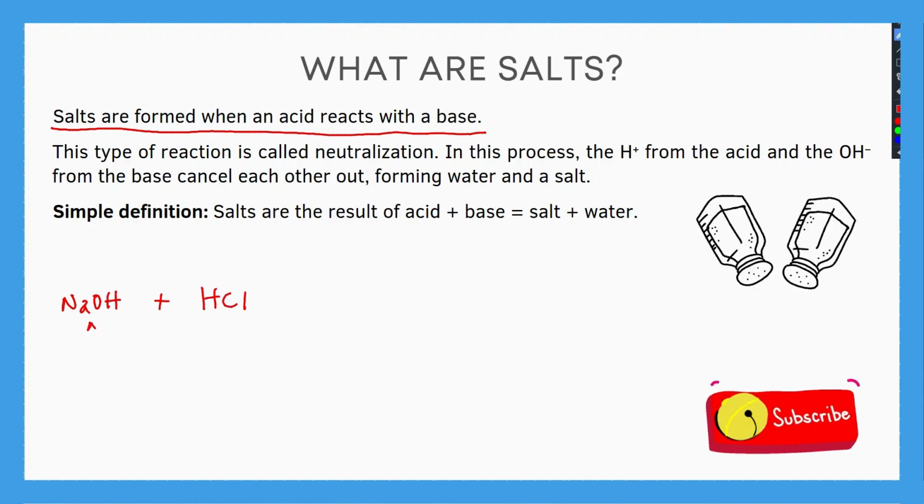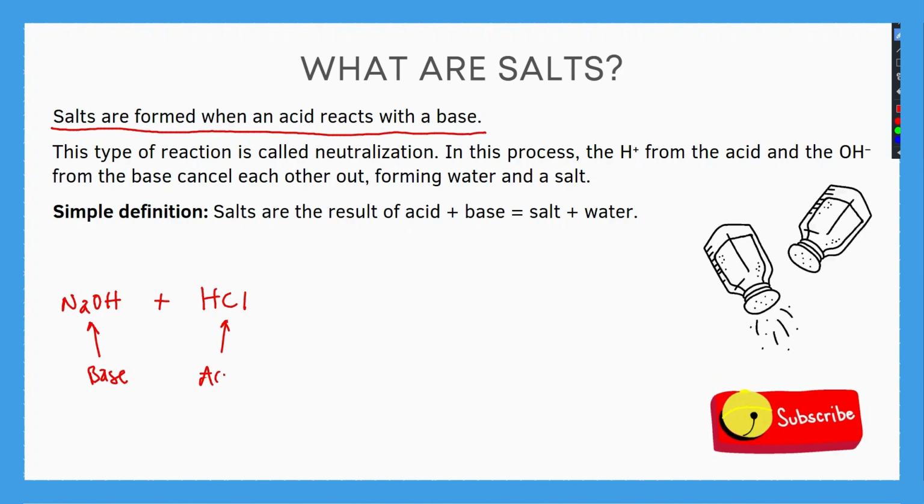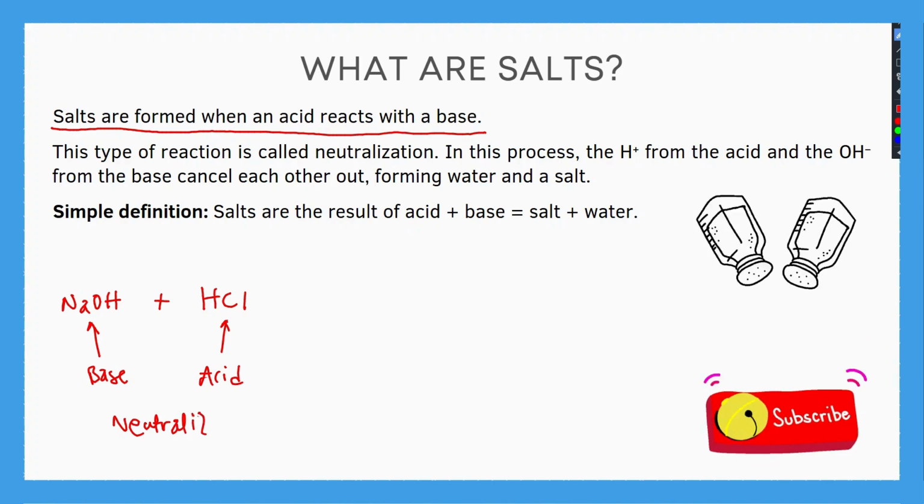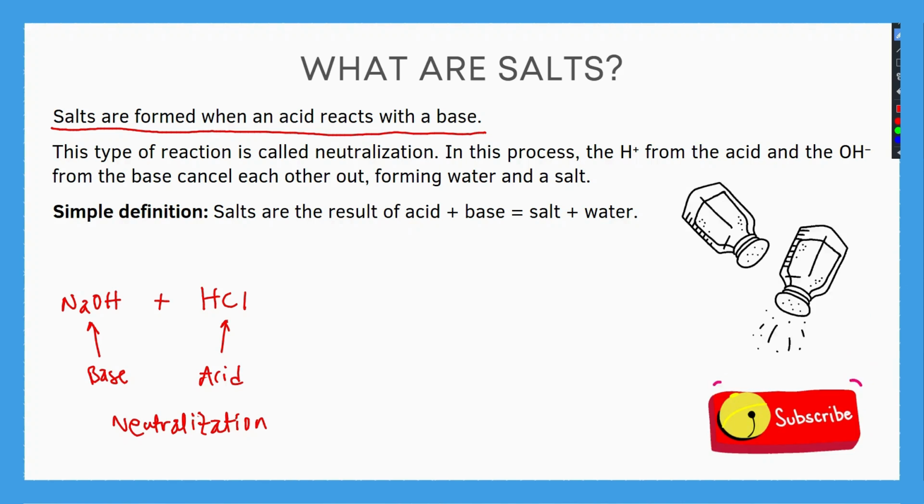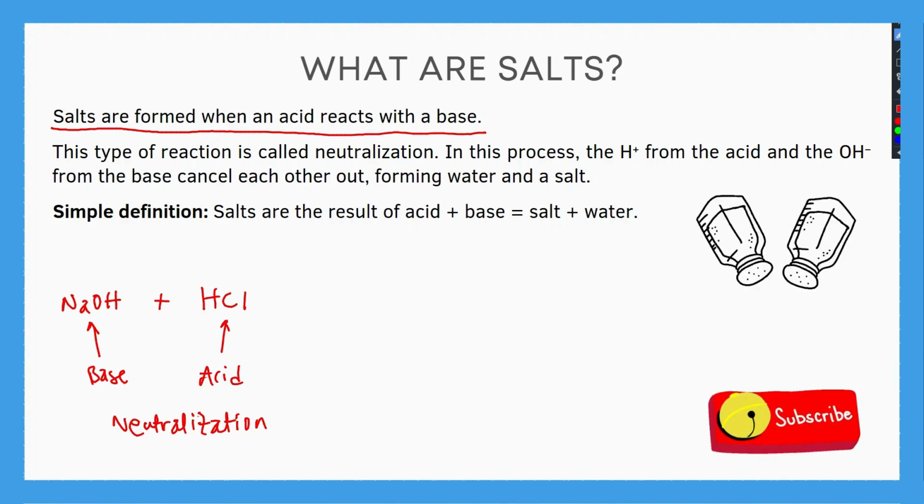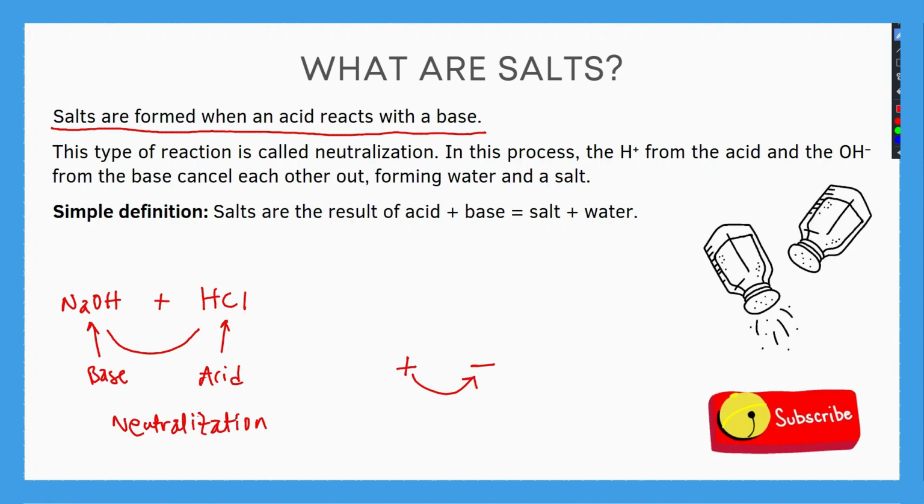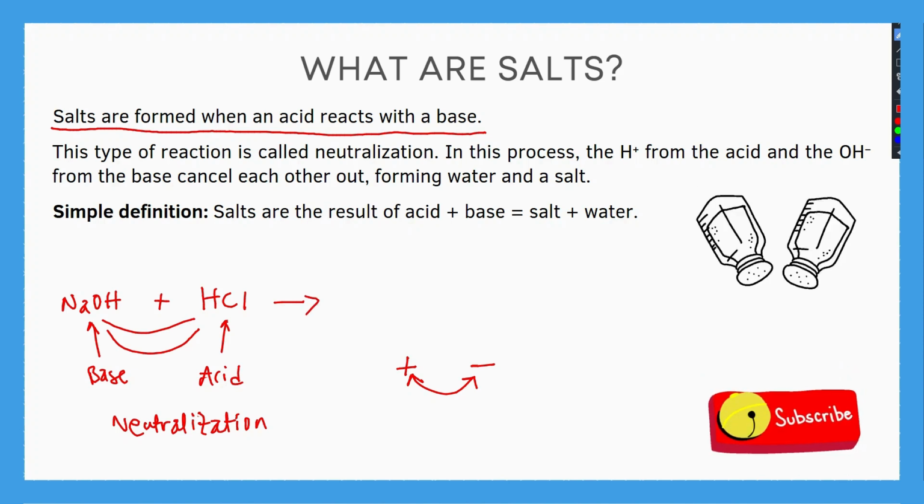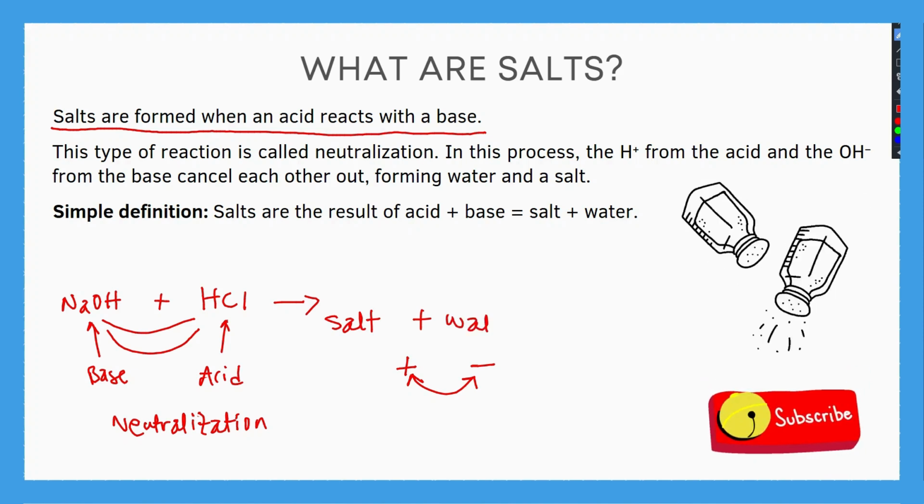Now, when a base reacts with an acid, this is called a neutralization reaction. We're going to come into more detail as we proceed, okay? But whenever a base and an acid react, we call it a neutralization reaction. Why? Because they are neutralizing each other. It's just like saying plus and minus. They will neutralize themselves. So now, when an acid and a base react, one of the things that is formed is a salt. Salt and water will be formed.